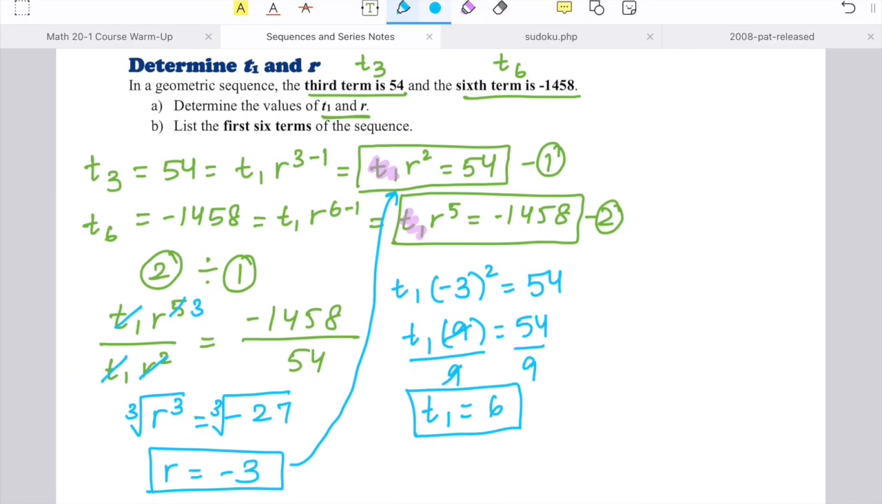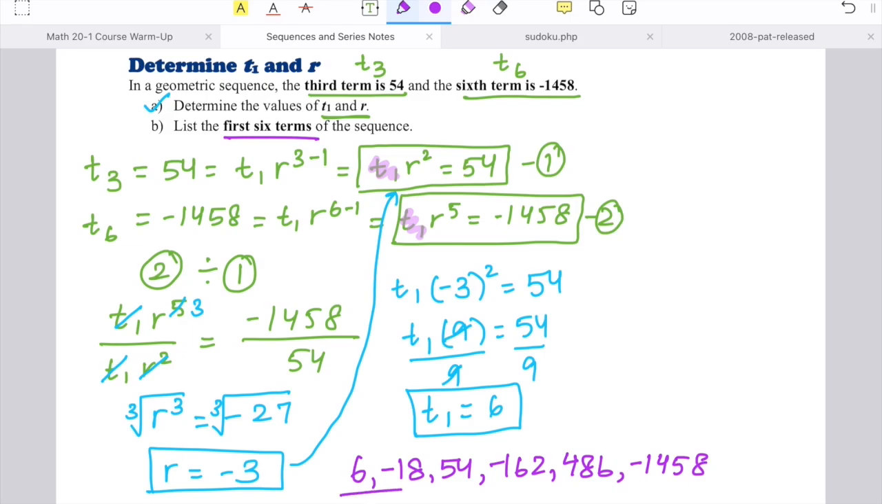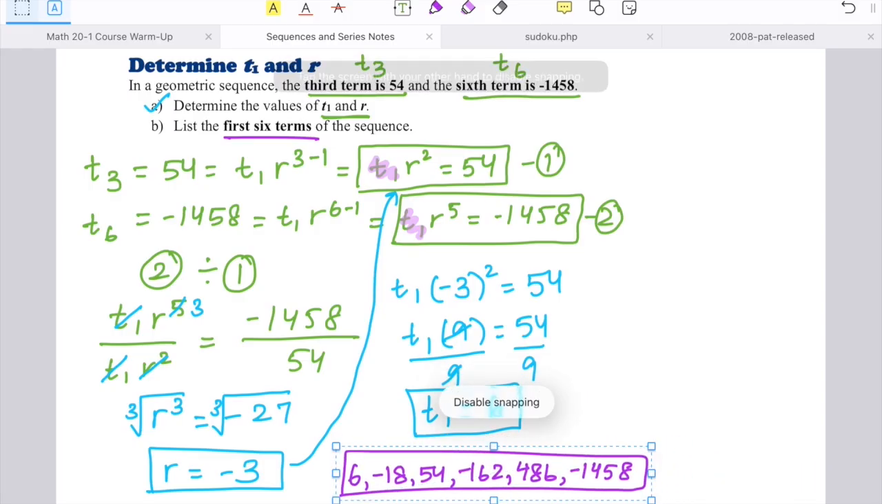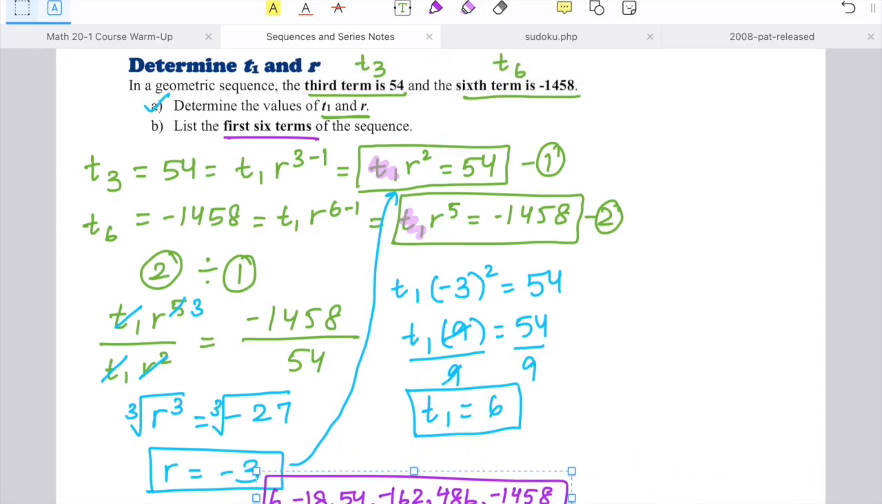Now to figure out the first 6 terms, all I need to do is multiply 6 with negative 3. So 6 times negative 3 is negative 18, times negative 3 is 54, times negative 3 is negative 162, times negative 3 is 486, times negative 3 is 1458. If this were an arithmetic series, we'd have to add, but because it's geometric, we'll be multiplying.